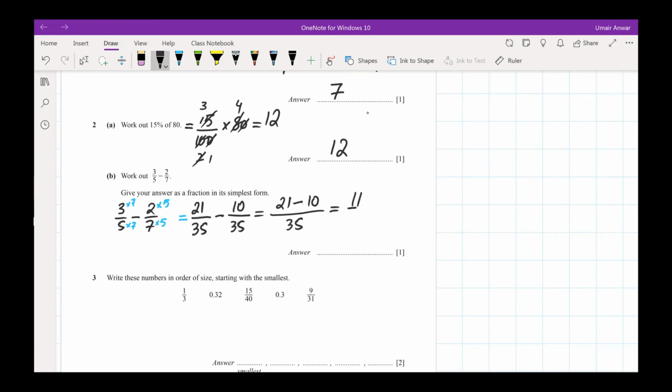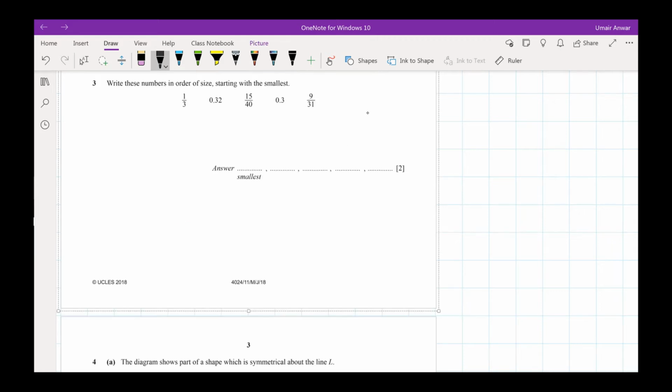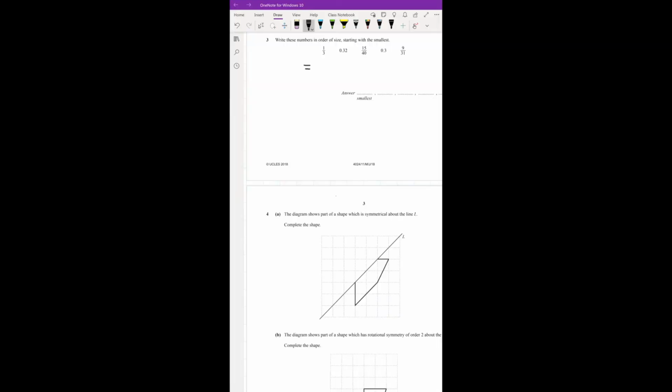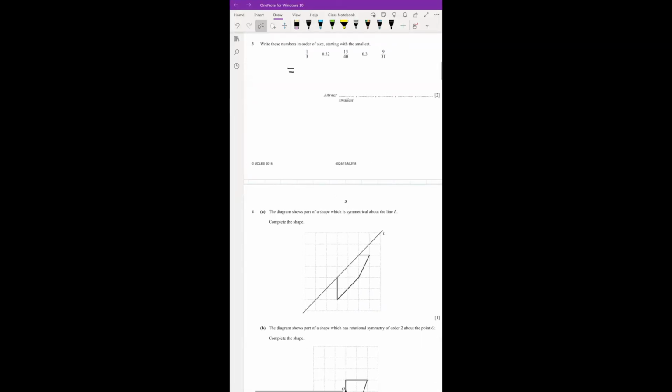So the answer is 11 upon 35, which is the most simplified form and the answer of this question. Next question says, write these numbers in order of size starting with the smallest. So in order to find out the smallest number, we should write these numbers in the decimal form so that we can find out the smallest number easily.